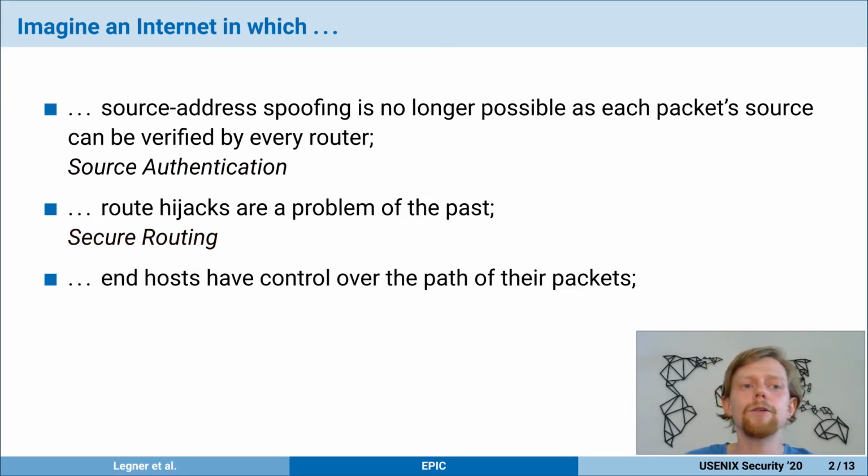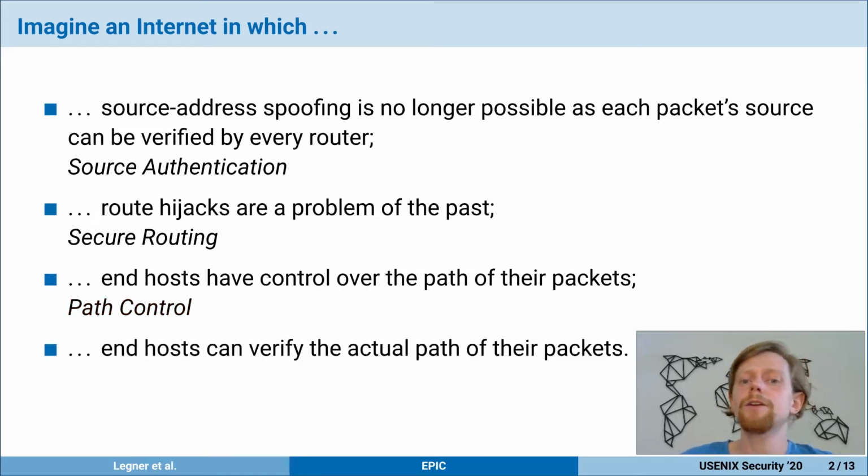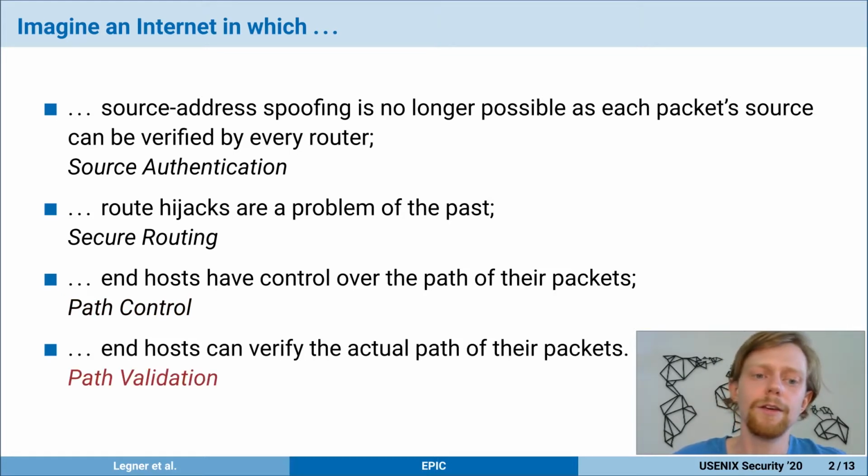Imagine that end hosts are not bound to use a single path determined by the network, but can select a path that suits their needs of latency, bandwidth, or other criteria: path control. And finally, imagine that end hosts can actually verify that the network followed their choices using path validation.